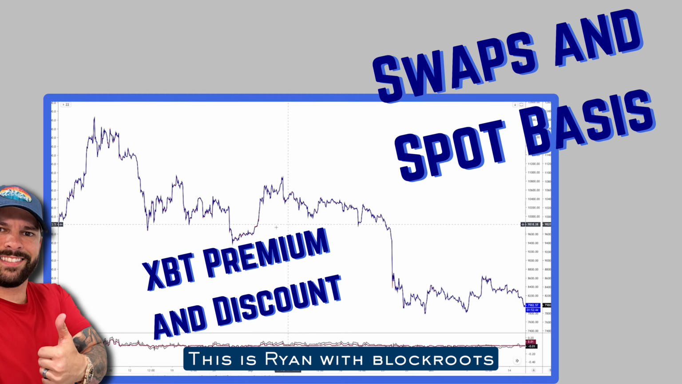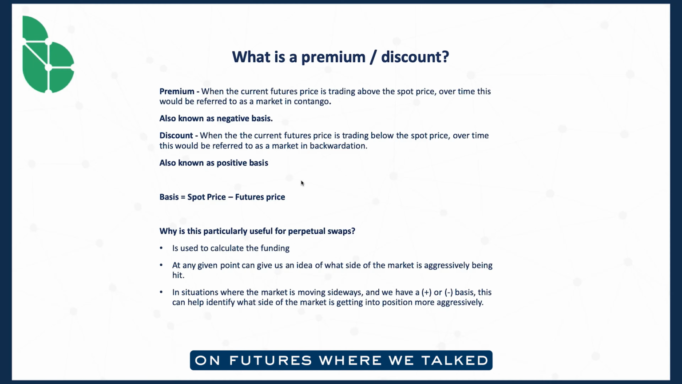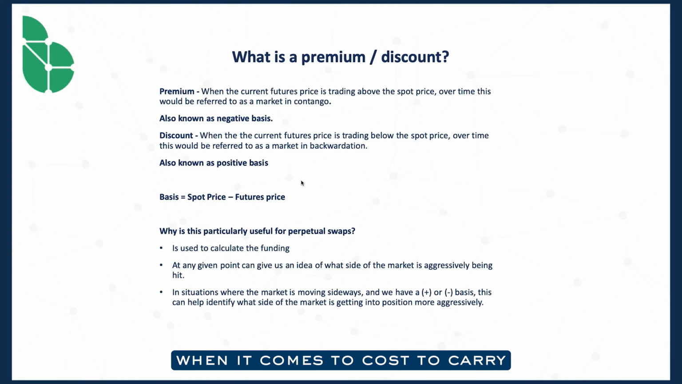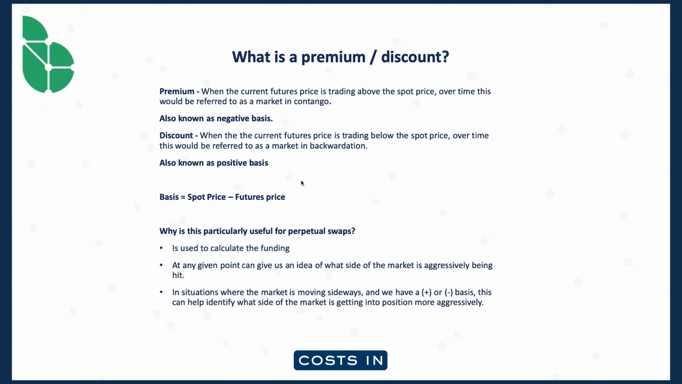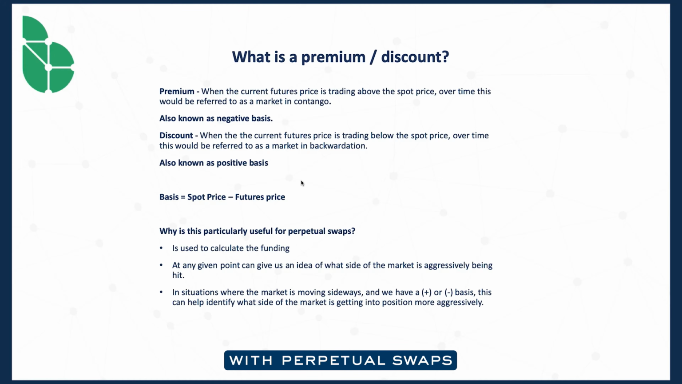This is Ryan with Block Roots, and in this video we're going to be talking about futures premium and discount. We did another video in roadmaps on futures where we talked about contango and backwardation and the reasoning for this when it comes to cost to carry, interest, and opportunity cost, and something like supply shock with backwardation. But in this video we're primarily going to be concerned with perpetual swaps and what we can take from identifying either a premium or a discount.